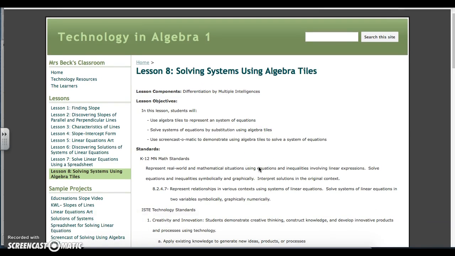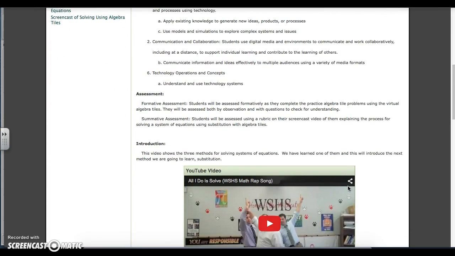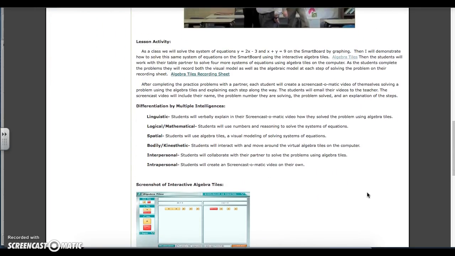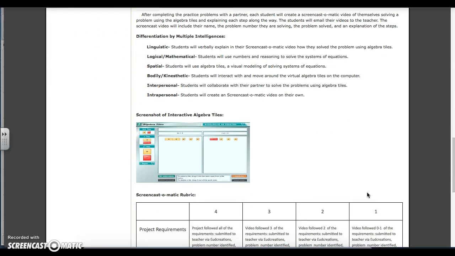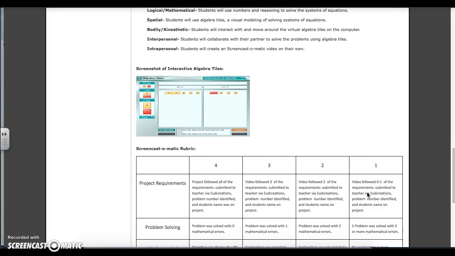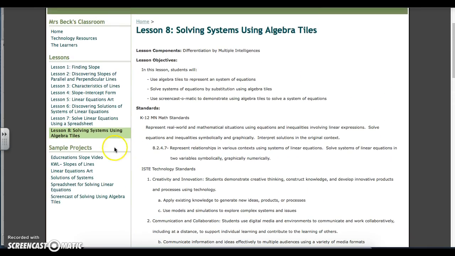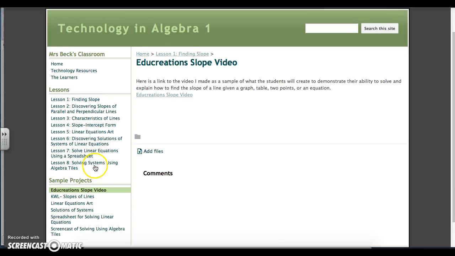And the last lesson is solving systems using algebra tiles. Solving systems of equations is a very abstract concept, and so I have this lesson which tries to teach them this by giving them the ability to practice it in a very concrete way using algebra tiles. These are an interactive and online tool that allows the students to see exactly what is happening when they're solving these algebra equations. I also have the students creating a screencast-o-matic, which gives them the opportunity to explain to me exactly how they are solving these problems.